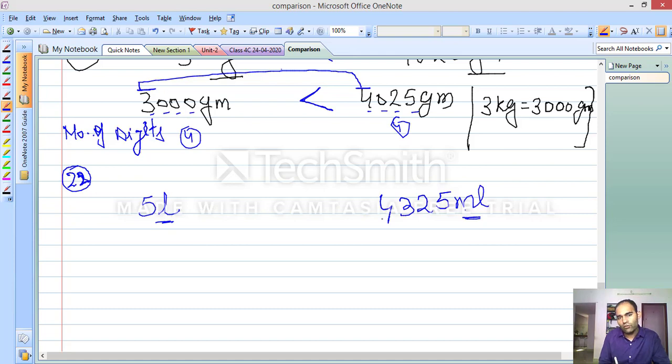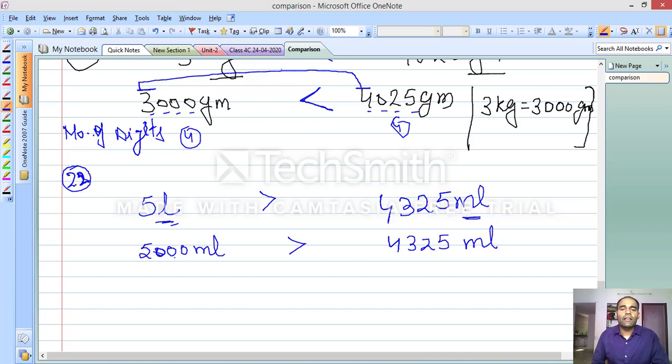We will convert the big unit into a smaller unit. Which one is bigger, liter or milliliter? Liter. So 5 liter means 5000 milliliter. And 4325 milliliter. Now tell me which one is greater? 5000. So 5 liter is greater. This type you can check by converting the units into the same unit. If liter and milliliter are given, you will convert them into milliliter. If kilogram and gram are given, you will convert the kilogram into gram and then you will compare the digits.